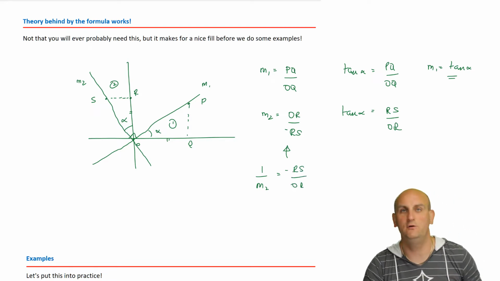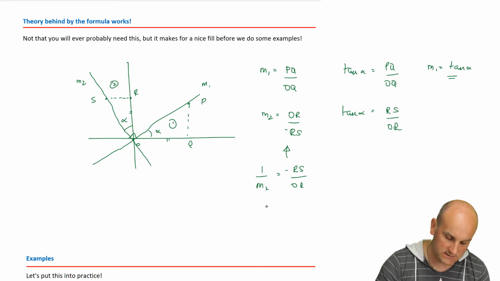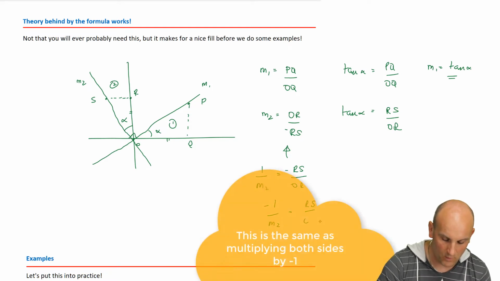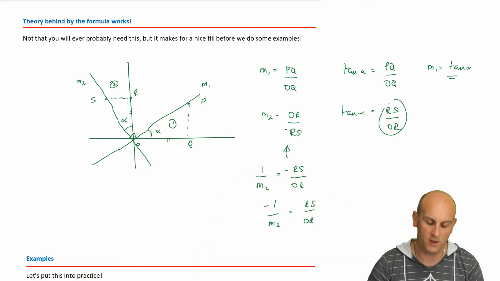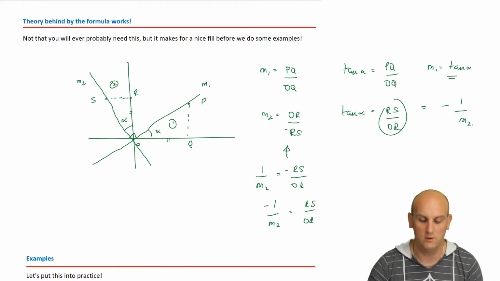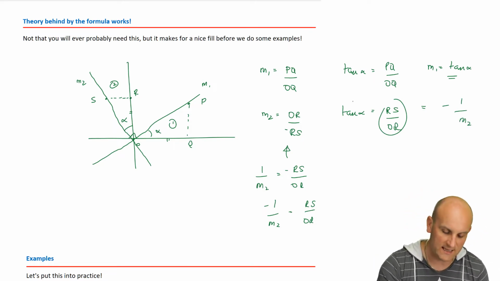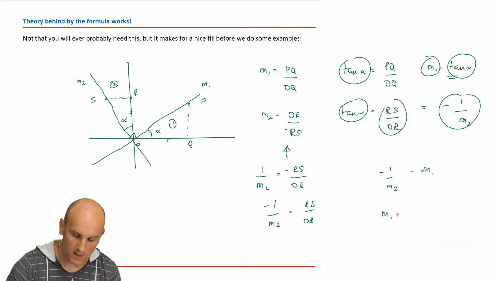All right, so remember, when you do 1 over something, you're just flipping it. So RS over OR. And if I take the minus sign, if I have minus 1 over M2, it gives me RS over OR. And you're going to say, well, what does that have to do with anything? Well, look what I've got here. RS over OR, which means that that's equal to minus 1 on M2. And, whoa, well, if tan alpha is equal to minus 1 over M2, and tan alpha is equal to M1, then I know that M1 times M2 is equal to negative 1.